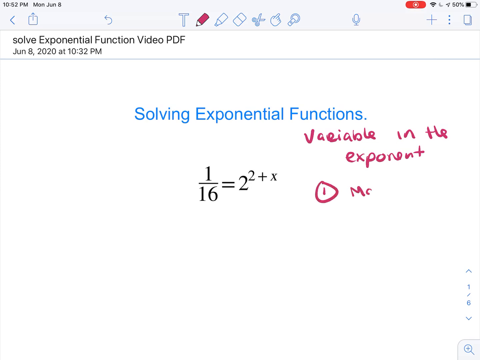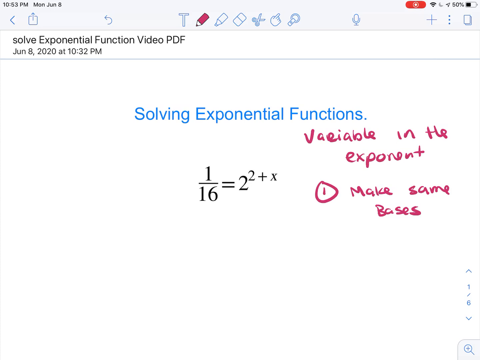So there are going to be two ways to solve these exponential functions. The first way is to make the same bases, right? Make like bases. Okay, this really only works if you have numbers on opposite sides that are powers of one another. For instance, 2 and 4, right? 4 can be rewritten as 2 squared, so they can both be written with the base of 2.